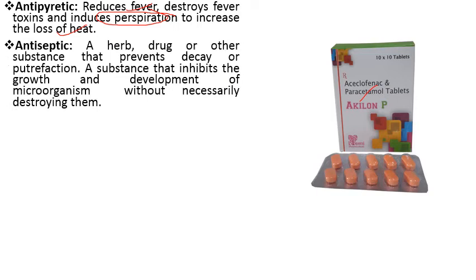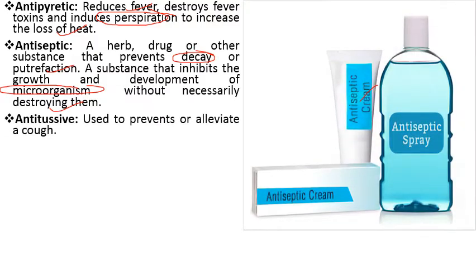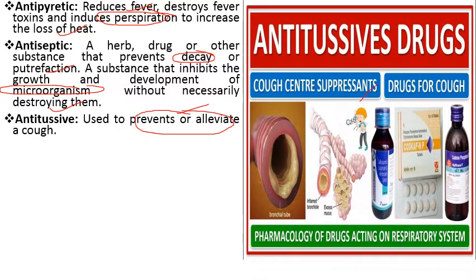Then antiseptic, a herb, drug or other substance that prevents decay or putrefaction, a substance that inhibits the growth and development of microorganisms without necessarily destroying them. So these are known as antiseptic, which removes the septic conditions. Then we have antitussive. So these are the medicines which are used to prevent or alleviate cough. These medicines are commonly termed as antitussive drugs that relieve the cough.